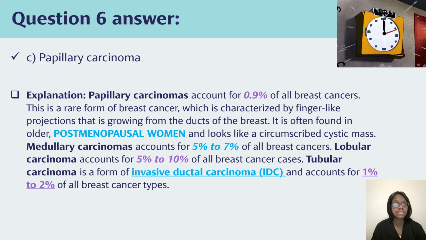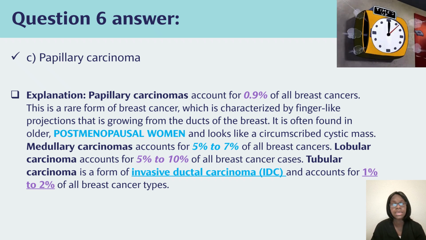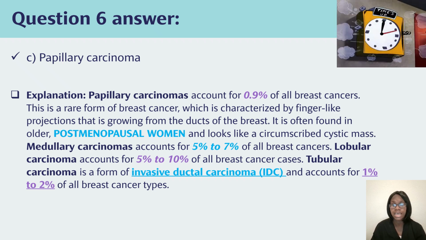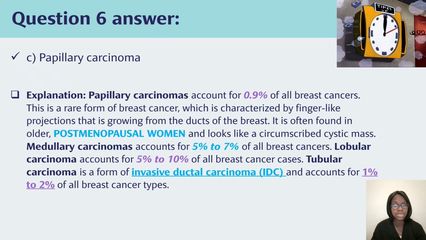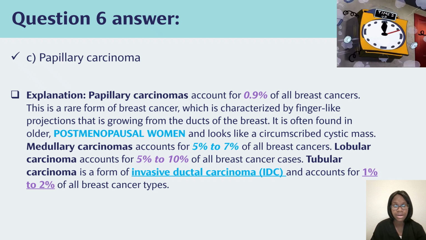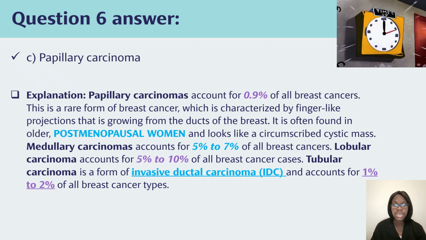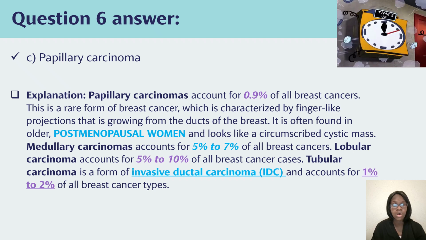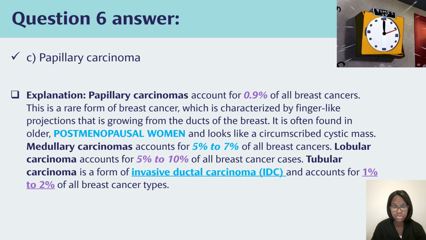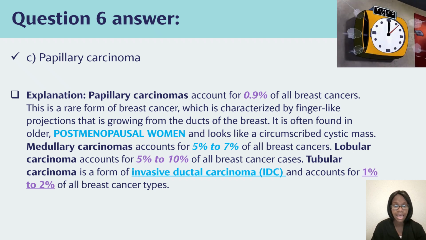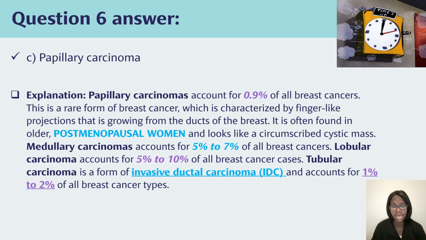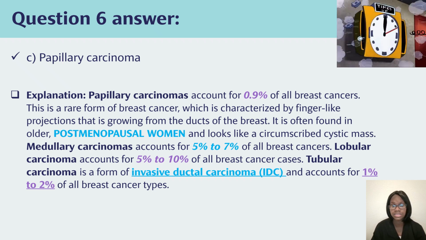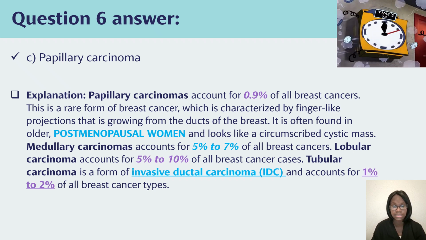Okay, the correct answer is papillary carcinoma. Papillary carcinomas account for 0.9% of all breast cancers. This is a rare form of breast cancer which is characterized by finger-like projections that are growing from the ducts of the breast. It is often found in older postmenopausal women. You see how I have that highlighted and capitalized, and it looks like a circumscribed cystic mass.